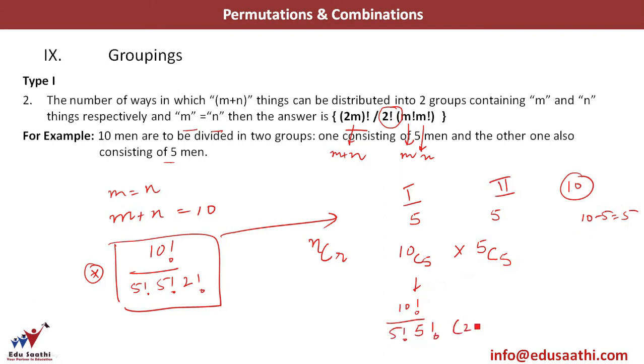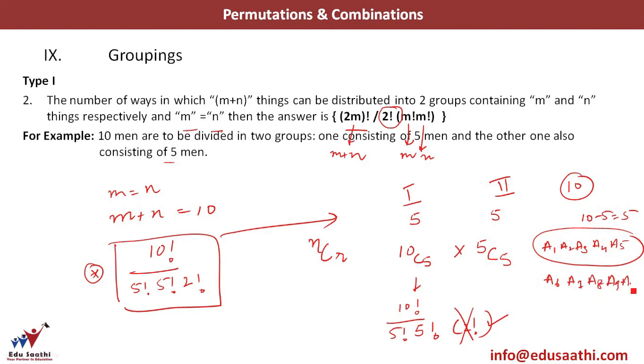Now you notice here that the 2 factorial has not come up as of now, but 2 factorial has to be there in the answer. Now I'll tell you why. For example, I chose A1, A2, A3, A4 and A5 in group 1, and similarly A6, A7, A8, A9 and A10 in group 2. Now notice here that these labels are not given to me, that is, who belongs to group 1 and who belongs to group 2 is not known to me.